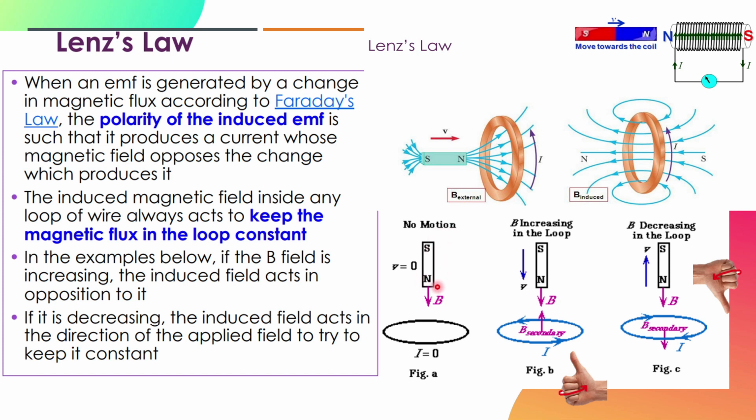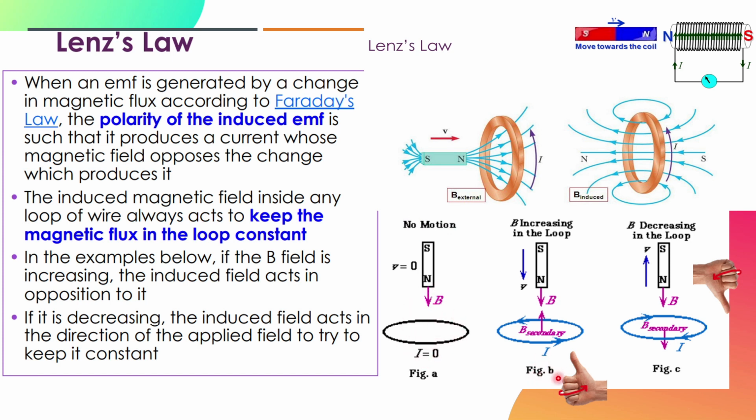Alright, and the direction of the magnetic field from the bar magnet is in this direction. Remember, we must draw the direction of the field lines from north pole to south pole. Sebab tu direction dia ke bawah macam ni lah. Okay, north pole to south pole, north pole to south pole. Alright, so this is the initial condition.